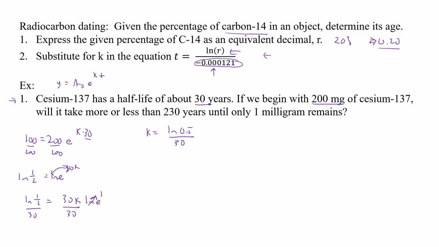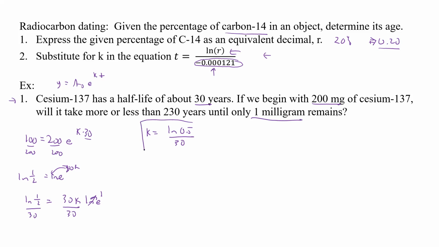It's not going to be a simple one. It's going to be negative 0.0231496, and that's as far as our calculator takes it. So to get an exact number, we're going to leave it like that, okay? Now, what we want to do is find out how long it takes until only 1 milligram remains. So how do we do that?